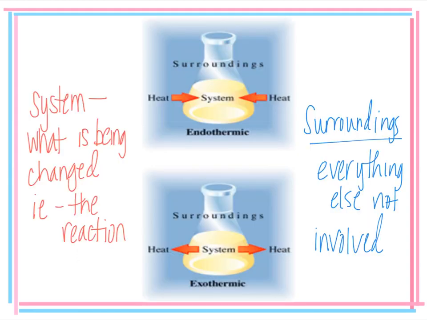So let's talk about the system versus surroundings, heat going in, heat going out. First of all, we need to define what the system is, and that is what is actually being changed or studied. Example, the reaction itself, whether it's getting hotter or colder. And then the surroundings is everything else that's not involved directly in the reaction. Okay, in the case of an endothermic reaction, heat is going into the system and it's coming from the surroundings. And it's the opposite for an exothermic reaction. It's leaving the system and being released into the surroundings.